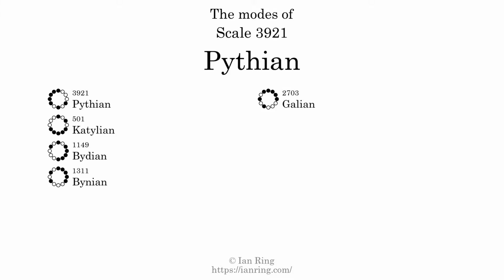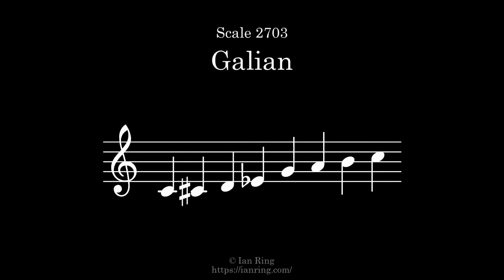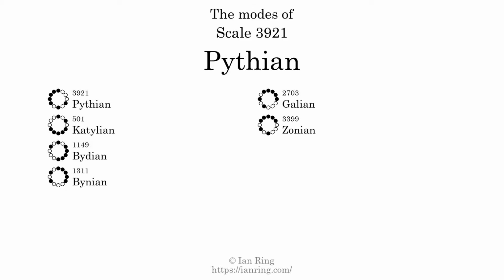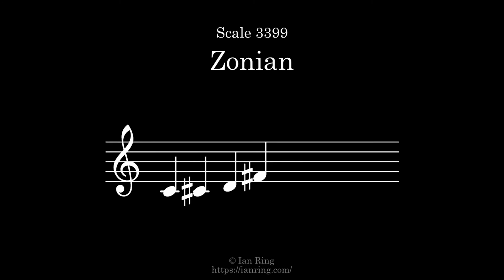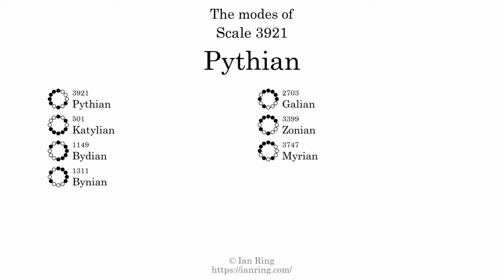The fifth mode is scale 2703, also known as Galilean. It sounds like this. The sixth mode is scale 3399, also known as Zonian. It sounds like this. The seventh and last mode is scale 3747, also known as Myrian. It sounds like this.